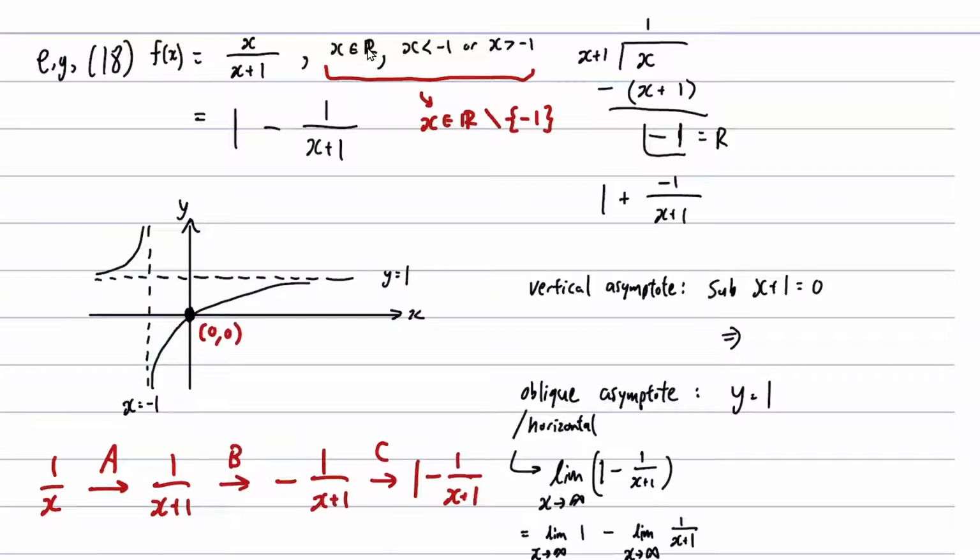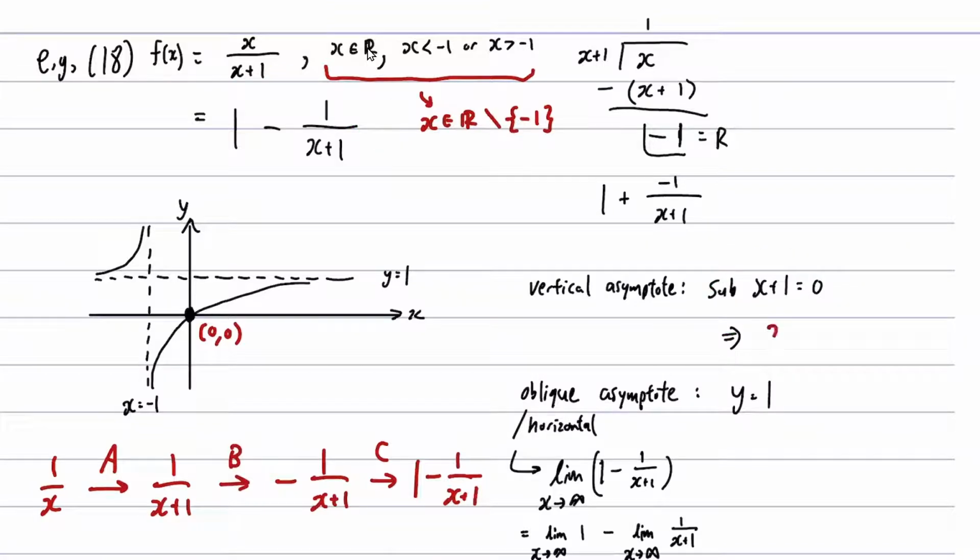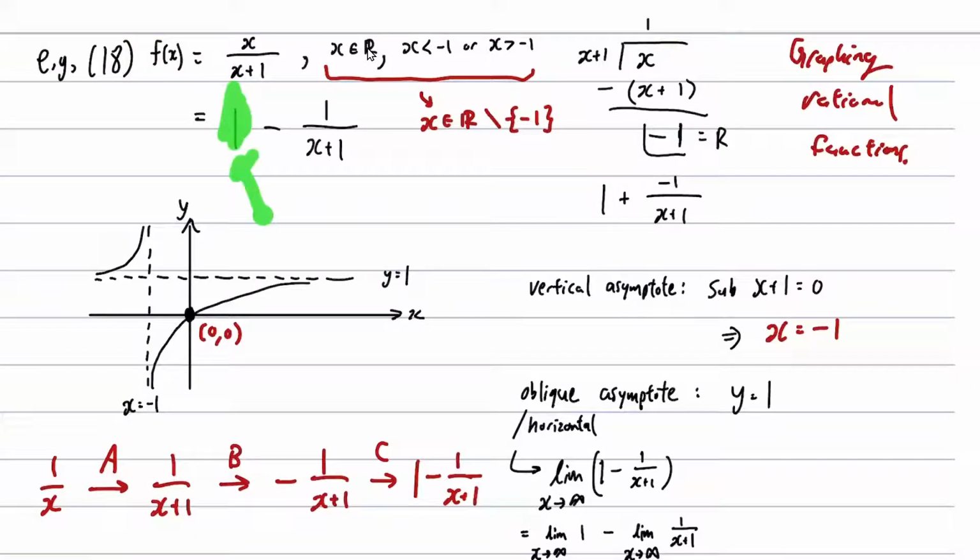The vertical asymptote, take note, is obtained by setting the denominator to 0. You know this? This is the topic of rational functions. Then the next one will be the oblique asymptote. It's just the quotient here, y equal to 1.